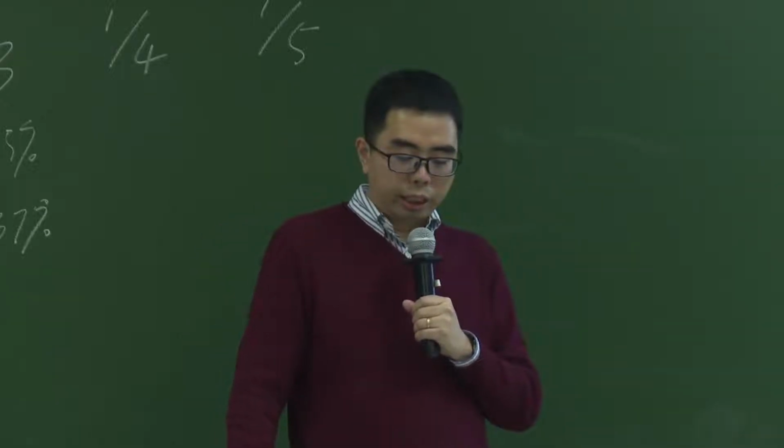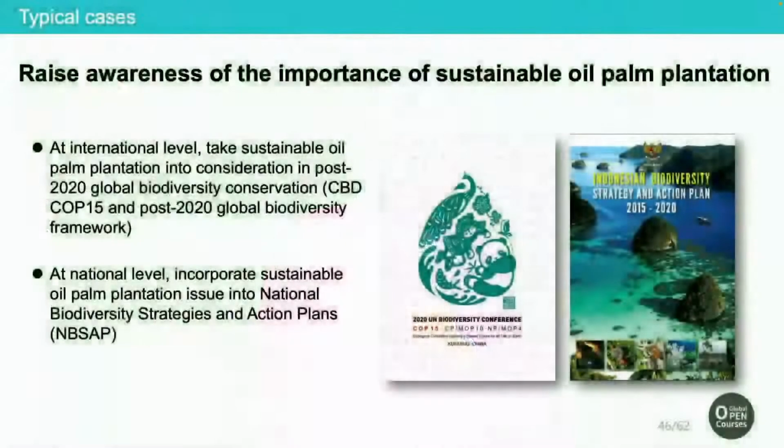In this kind of study, we can draw many policy implications. For example, we should raise awareness of the importance of sustainable oil palm plantation. At the international level, take sustainable oil palm plantation into consideration in the post-2020 global biodiversity conservation goals. And also at the national level, incorporate the sustainable oil palm plantation issue into national biodiversity strategy and action plans.